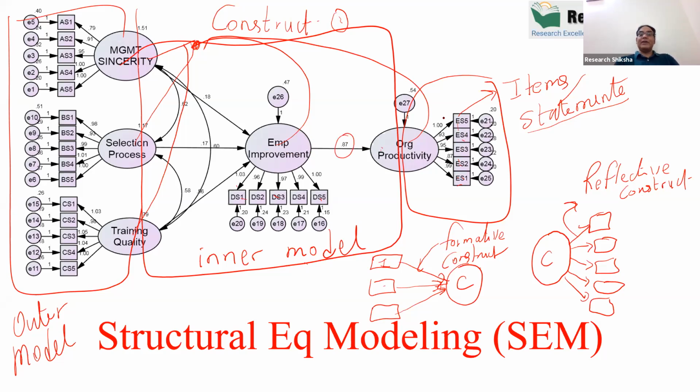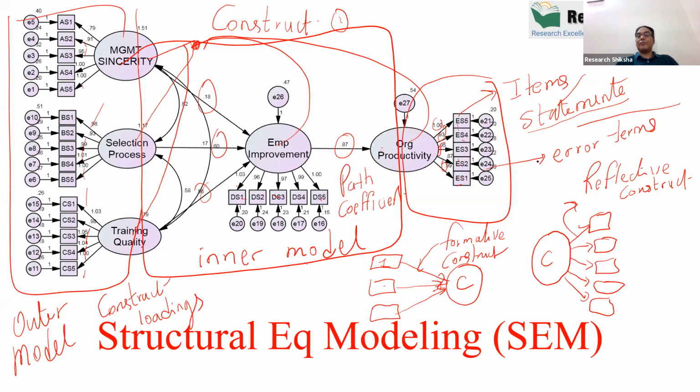And whatever numbers you are seeing here, the numbers in the inner model are known as path coefficients. And these numbers, all these numbers, are known as construct loadings. And these small circles are basically the error terms.